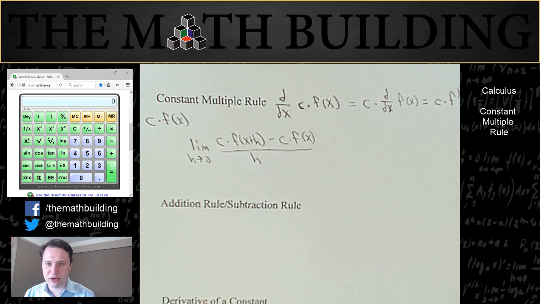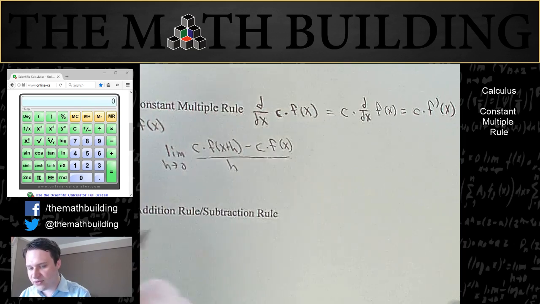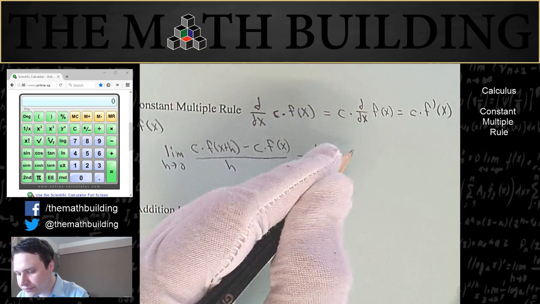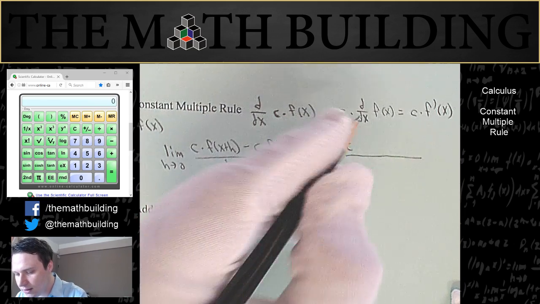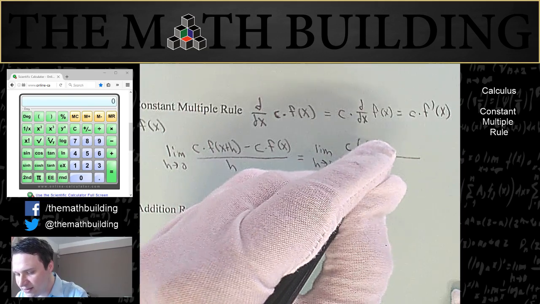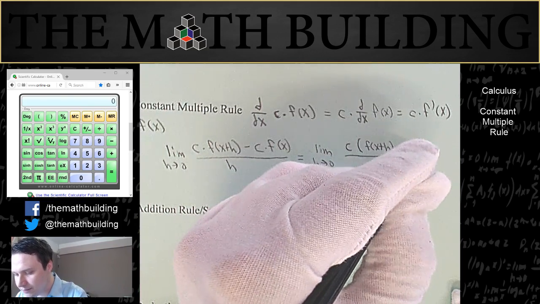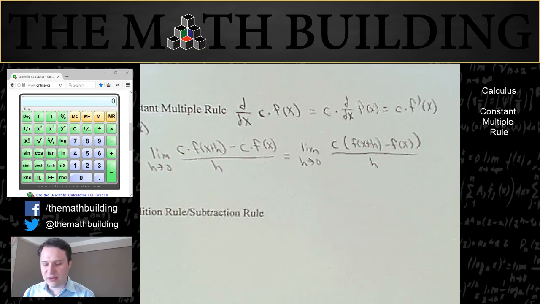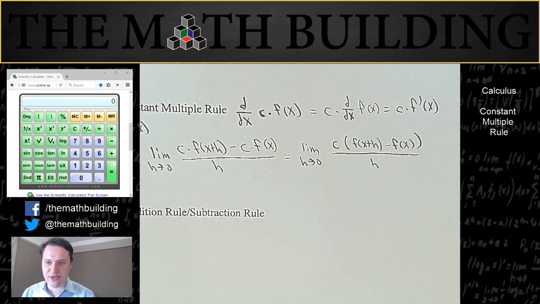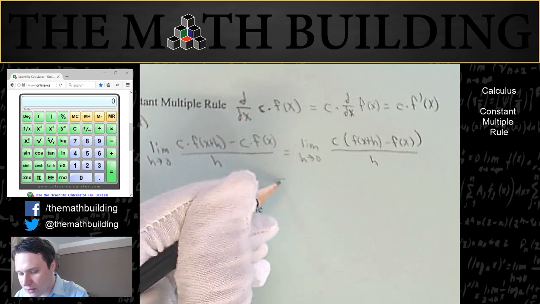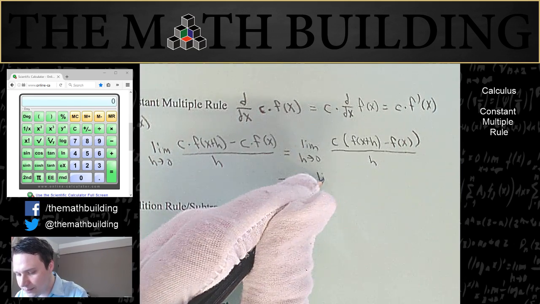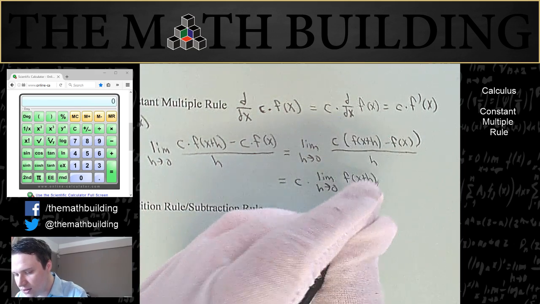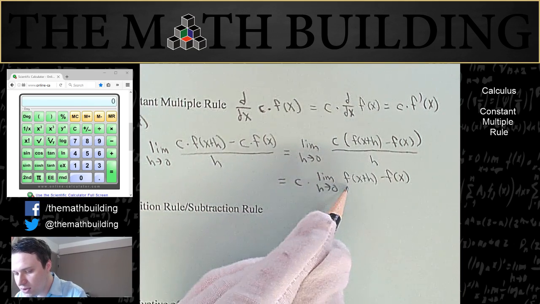You can see that I have a function with a number being multiplied by it, and you can see that I can factor out that number. So let's do that. We have the limit as h approaches 0 of c times f of x plus h minus f of x on the top and h on the bottom. As you remember from a previous video, we can go ahead and factor that c outside of the limit as well. So that is equal to c times the limit as h goes to 0 of f of x plus h minus f of x all over h.